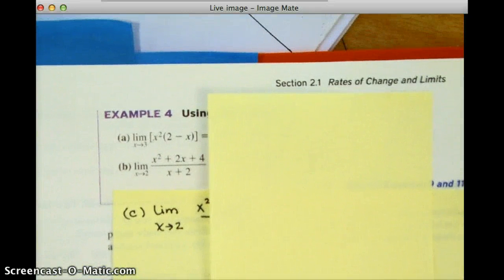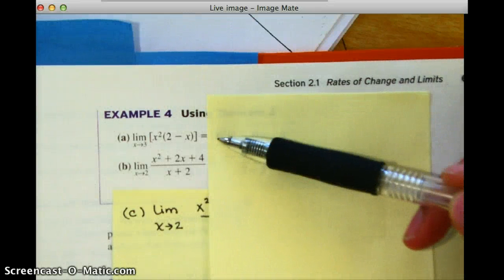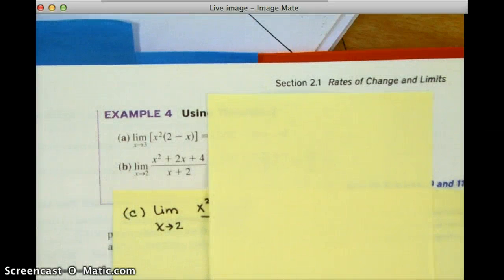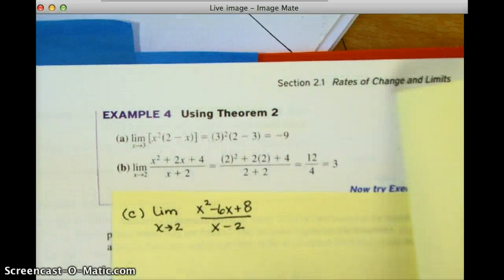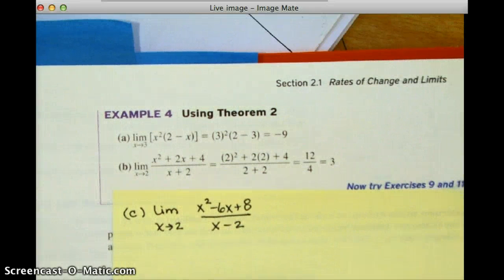And I just want to remind you that this theorem only works for polynomials, so you should be able to articulate what a polynomial is. Now, I know that this is a polynomial, which means that evaluating this limit, all I really need to do is plug in 3. And that's true for the first two.